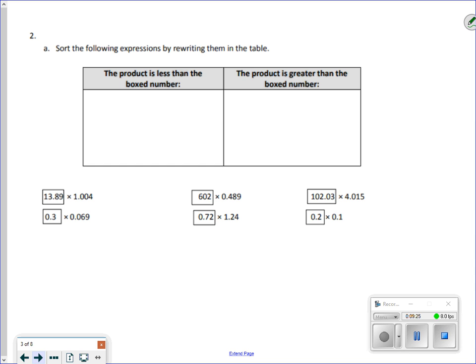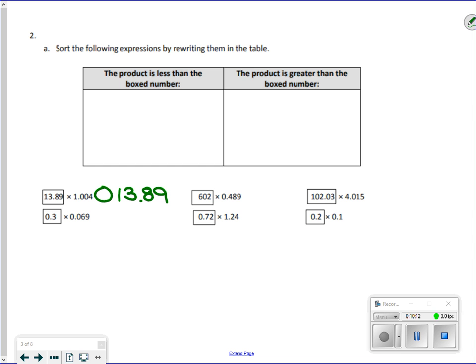So this right here, when it says the product is less than the box number, the box number is going to be the first factor. This is your scaling factor. So it's like you're comparing 13 and 89 hundredths times 1 and 4 thousandths to 13 and 89 hundredths. So you're comparing the box number, your first factor, to the other number, to itself. The number in the square to itself.